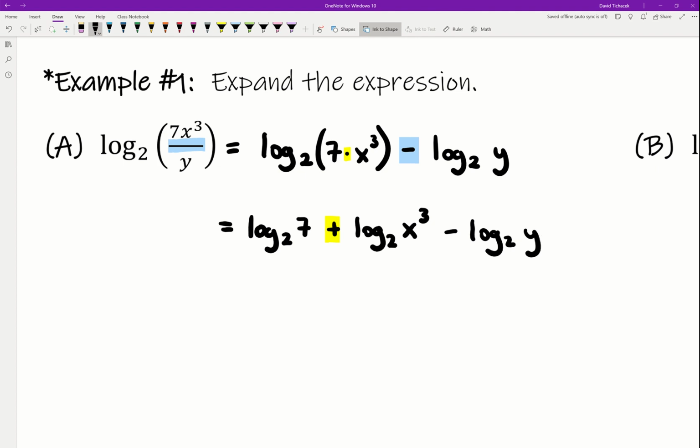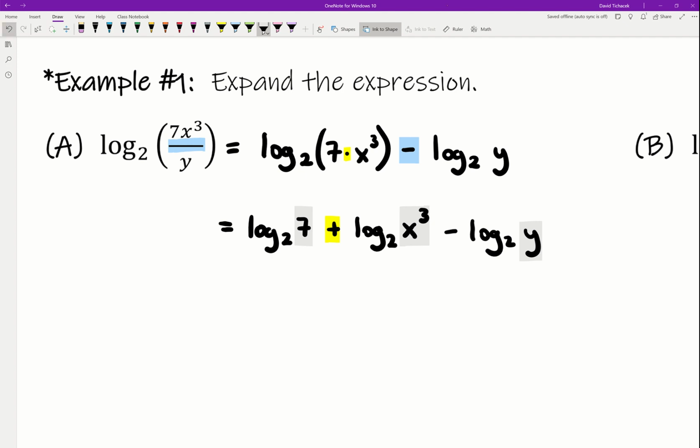Okay? Now, you might be asking yourself, okay, we just performed two rules. How do I get a sense for when I'm finished with the problem, right? Well, the idea is that you're going to look at all of the inputs to each log. The input here is 7, the input here is x to the third, the input here is y. If any of those inputs look like a multiplication or a division, then we have a rule that tells us how to deal with that. If any of them look like we are raising something to a power, we also have that third rule that tells us how to deal with that.